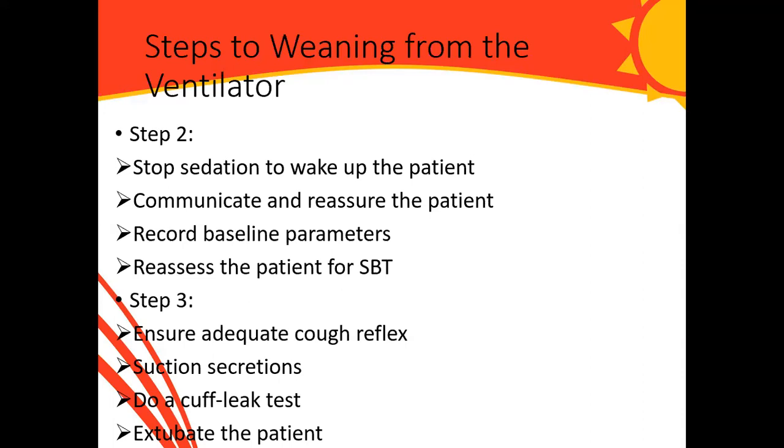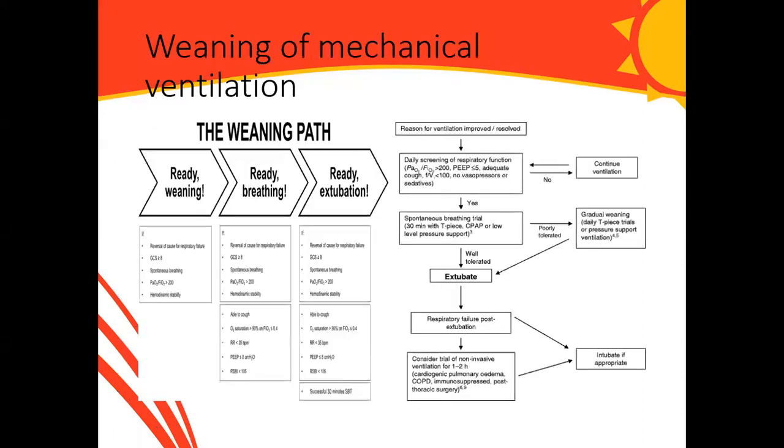Step 3, you want to now go into, will this patient be able to maintain his airway? So step 3 is now ensuring adequate cough reflex is present. You want to suction secretions from the tubes to ensure airway patency, and you want to do a cough leak test to be sure that this patient will not go into post-extubation airway obstruction. And once you are satisfied with all of this, you may safely proceed to extubate the patient.